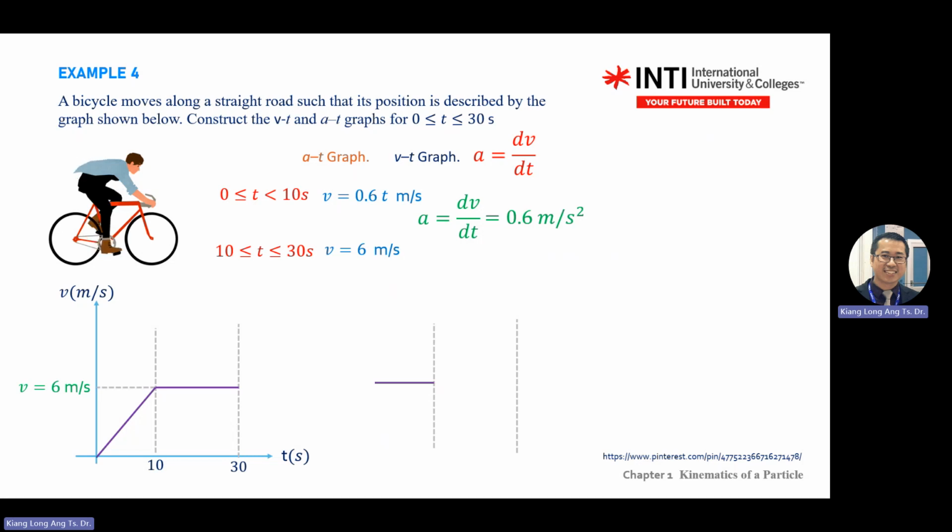You do the same for the second one. What is the second one? 0. Some of you also cannot do. You see this one, you add something there. So you integrate constant value, you get 0. How to draw 0?